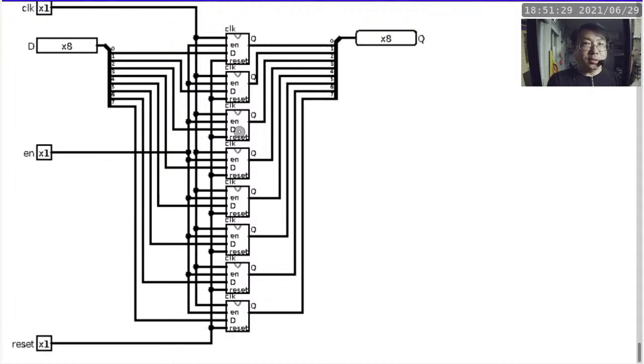So now the question is, what is not multi-dropped? What is not multi-dropped is the data pin. This is an 8-bit data pin. It goes through a splitter.